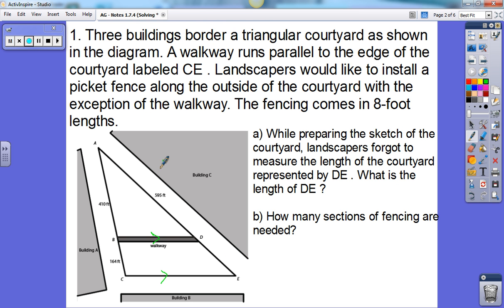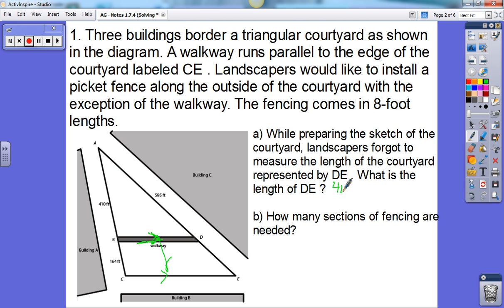So if you recall, when we have a line drawn parallel to the base, we have similar triangles. It has similar triangles, but it divides the sides proportionally. So I can set up a ratio.